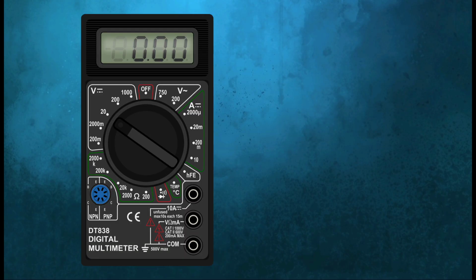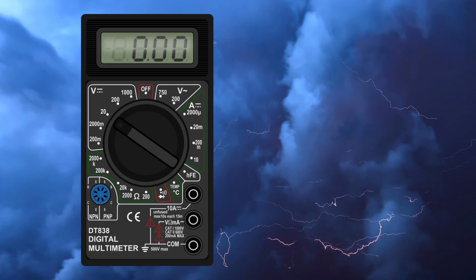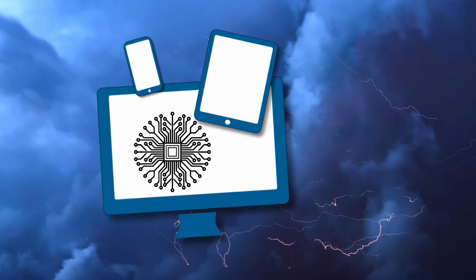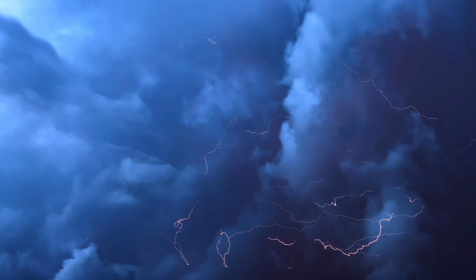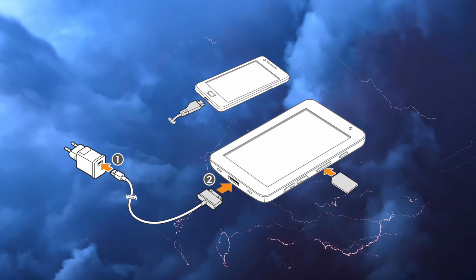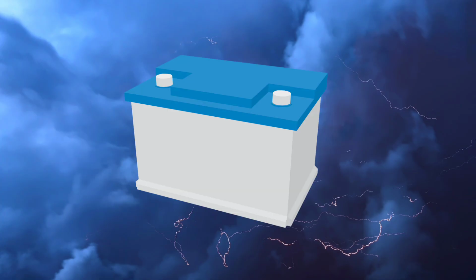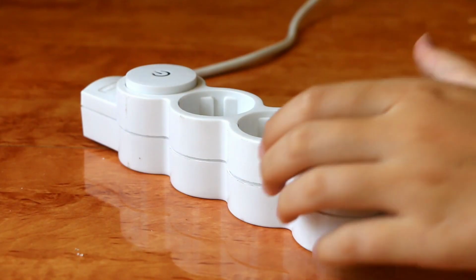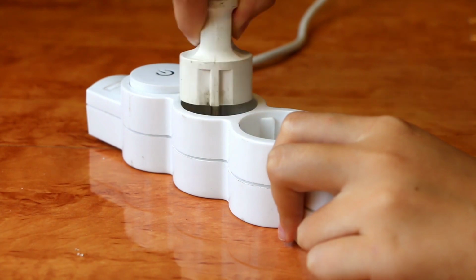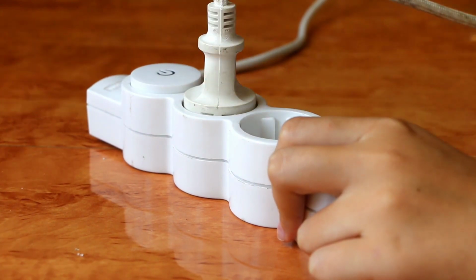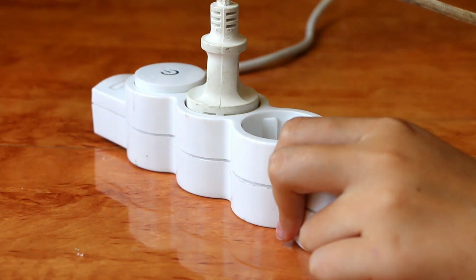Some devices use only a tiny voltage. A computer processor may operate at around 1 volt. A USB charger provides 5 volts. A car battery supplies 12 volts. Many household electrical systems use much higher voltages. The exact value depends on the country's electrical standards.